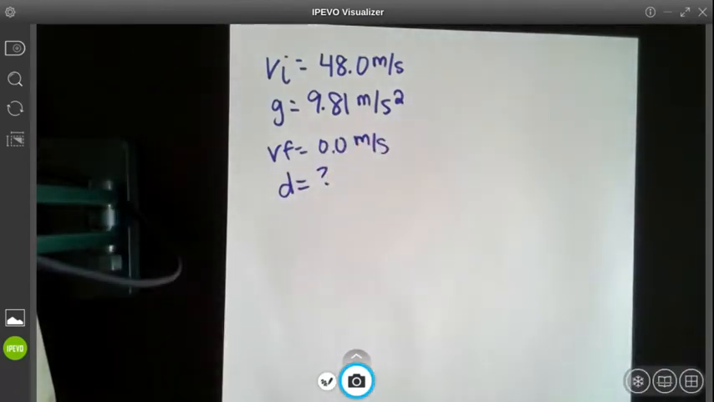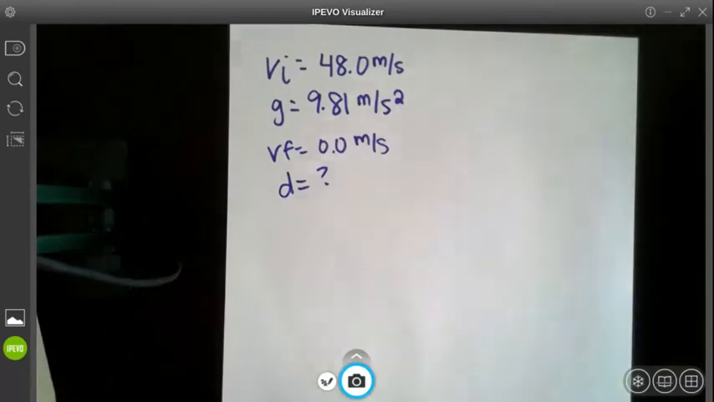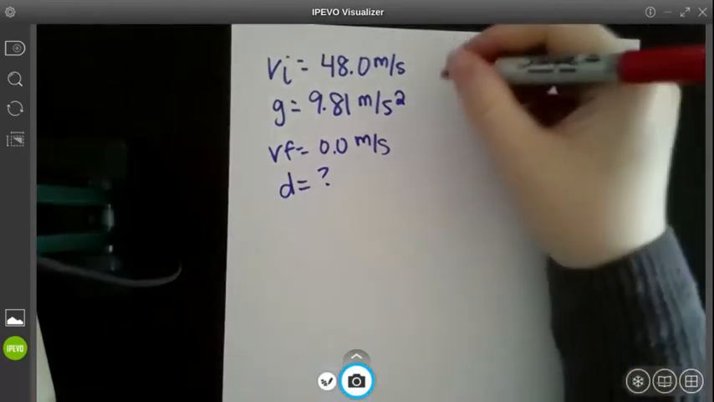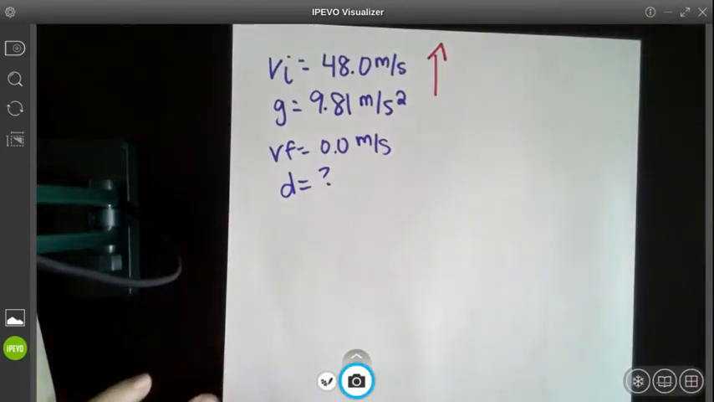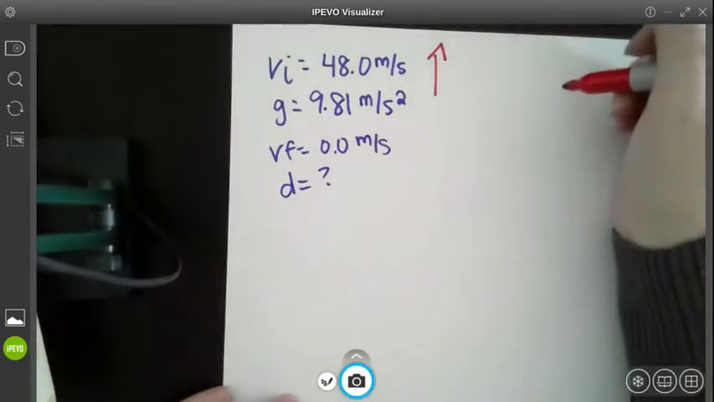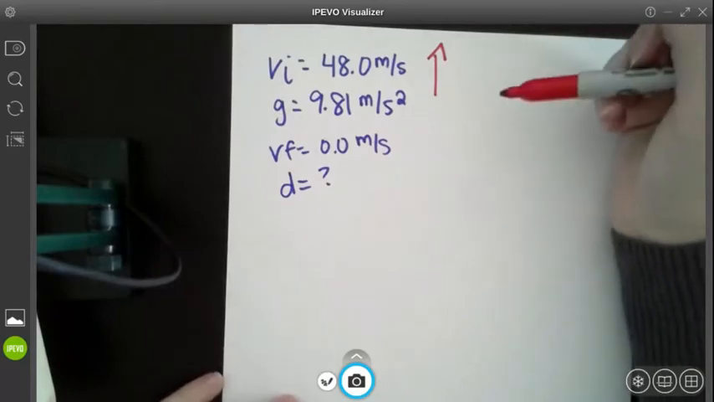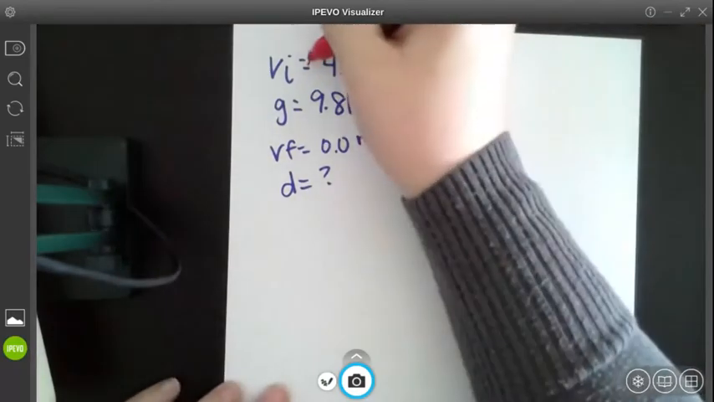There's one thing I need to point out. What direction is the water going? It's going up. Velocity is going to be positive if it's going to the right or going down, but this is going against gravity, which means we have to give this a negative value.